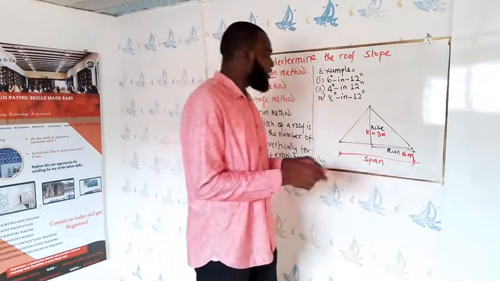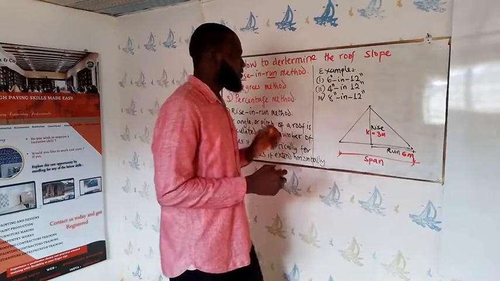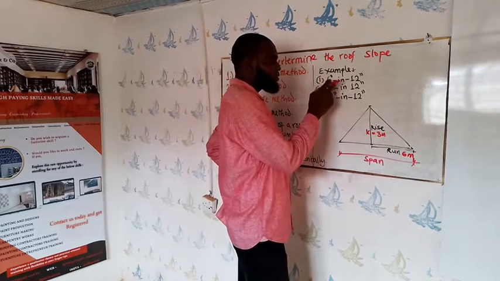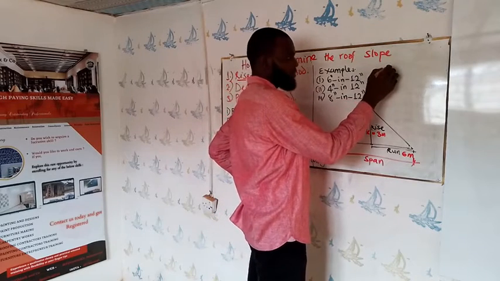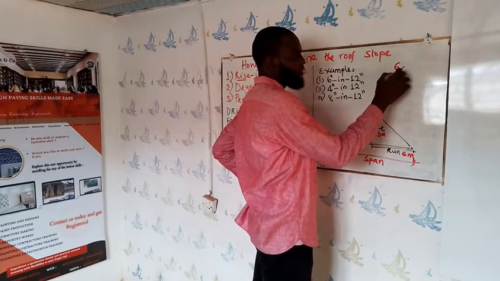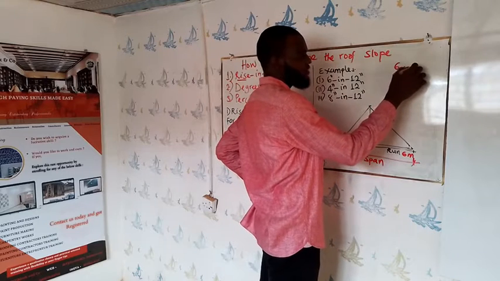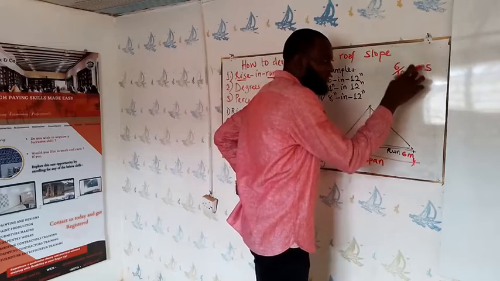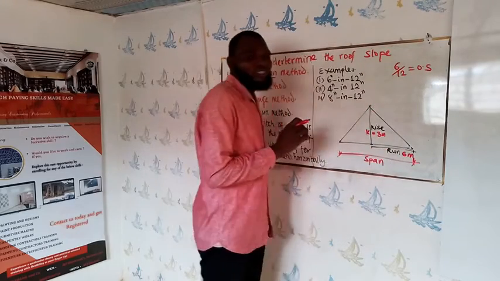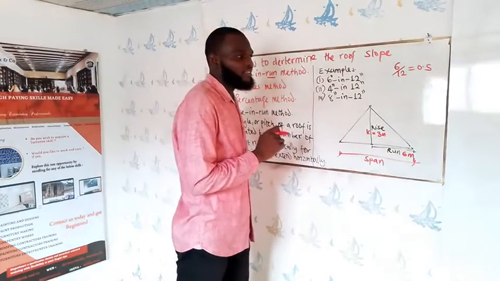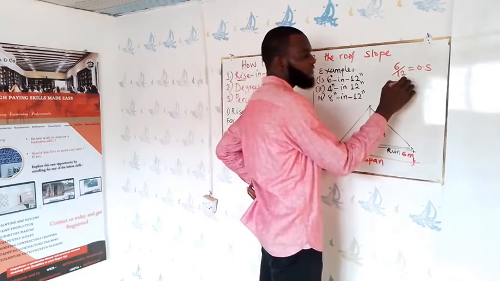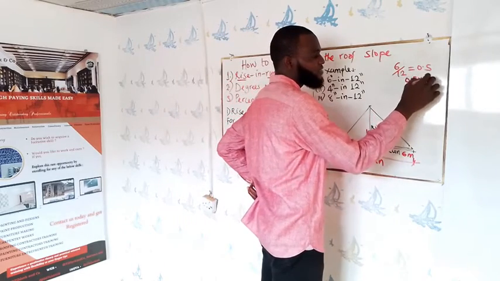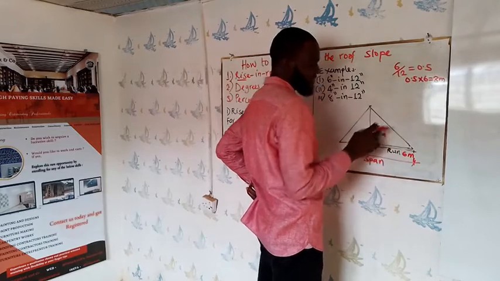So let us assume we want to use this, for instance. The way we are doing this is simply saying 6 divided by 12, which gives us 0.5. So you can just multiply 0.5 times the run we have there. The 0.5 times 6 gives us 3 meters. This is what we got.